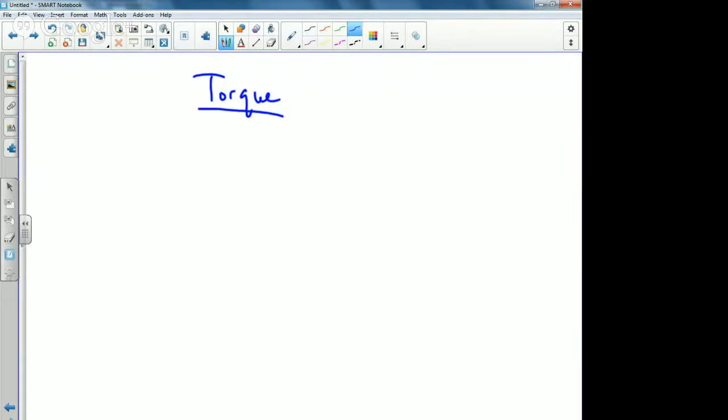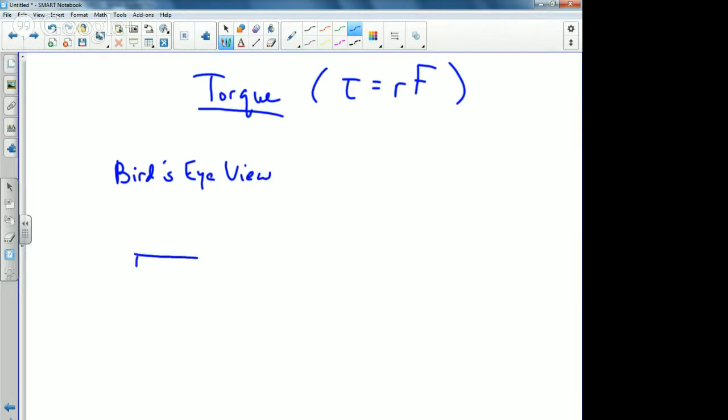Now, torque is a rotational force. The base formula is really tau is equal to R times F. I'll get to it, don't worry. So, for example, if we took a bird's eye view of a door. Here's the hinge. Here's the doorknob.